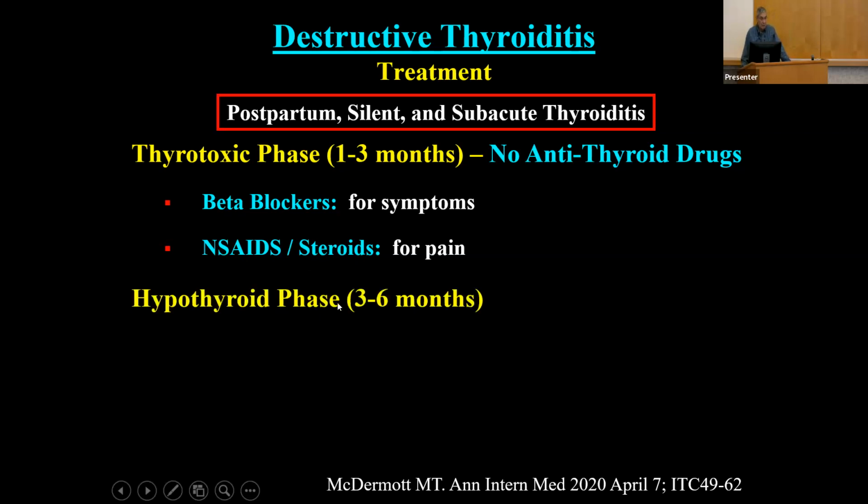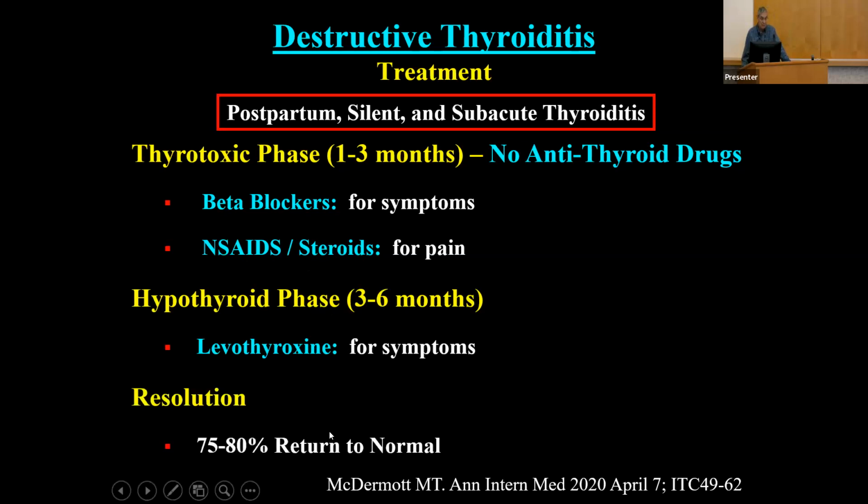Then they're going to get hypothyroid, and it's going to last 3 to 6 months. During that time, if they're having symptoms, it's reasonable to put them on a moderate dose of levothyroxine, like about 75 micrograms daily, and just wait that out. If they're not symptomatic, you don't really have to treat that. The resolution, about 75 or 80% are going to return to normal. If they're one of the 25 to 20% who remain hypothyroid, of course, you're going to have to give them levothyroxine.